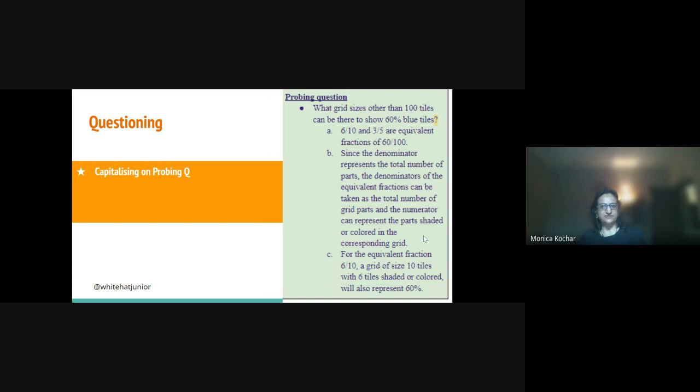Probing questions. For example, if there's a question, what grid size other than 100 tiles can be there to show 60% blue tiles? And then the child will try and solve this question, and then asking more and more questions.